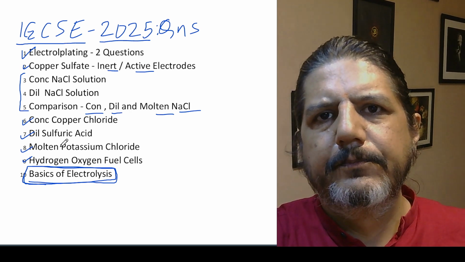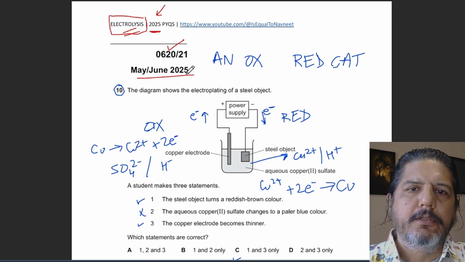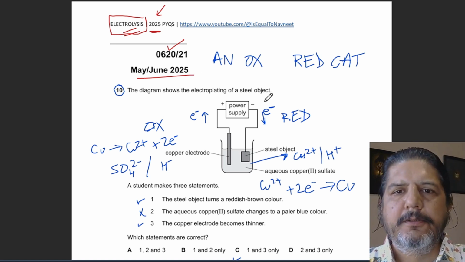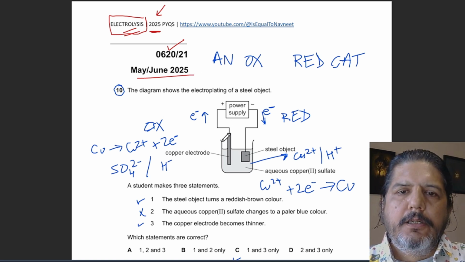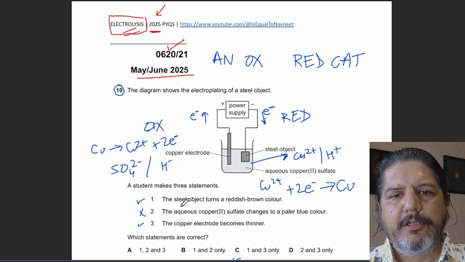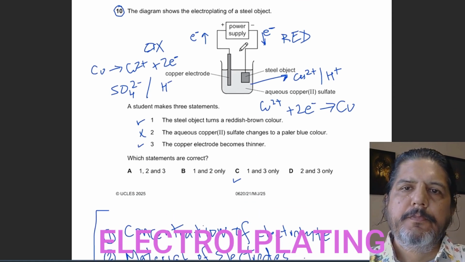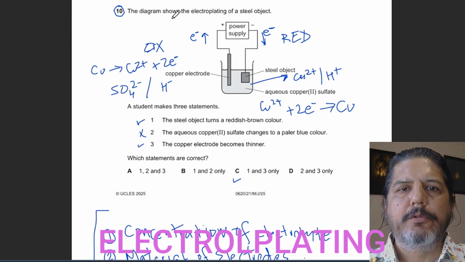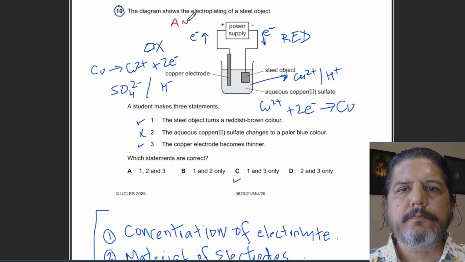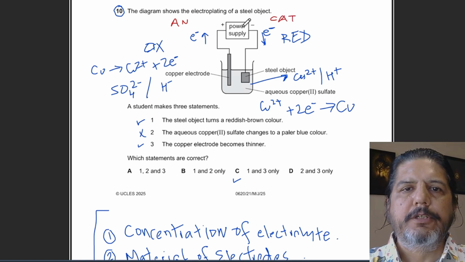Let's start. At the first question, electroplating of a steel object. Now, the student makes three statements. The steel object turns a reddish brown color, aqueous copper sulfate changes to paler blue color, copper electrode becomes thinner. So let's try to understand. We have a power supply. This is our anode. This is our cathode.